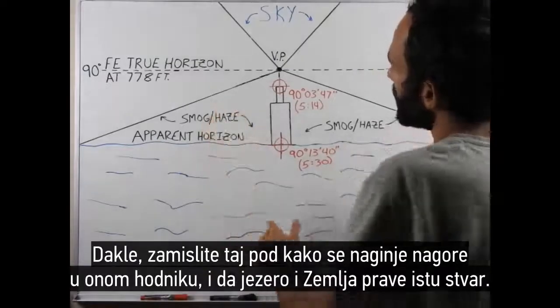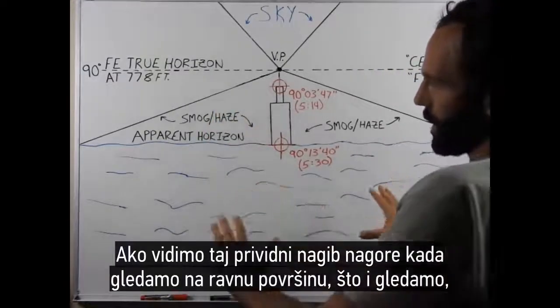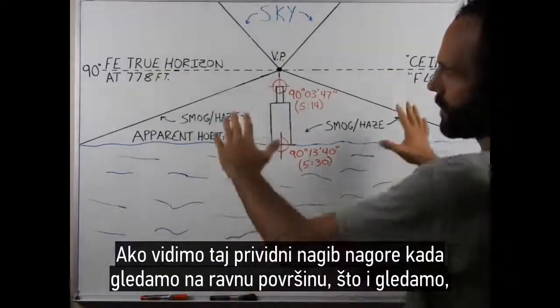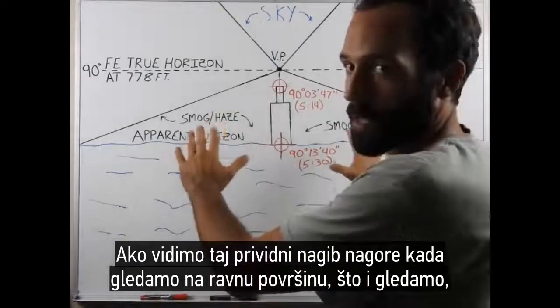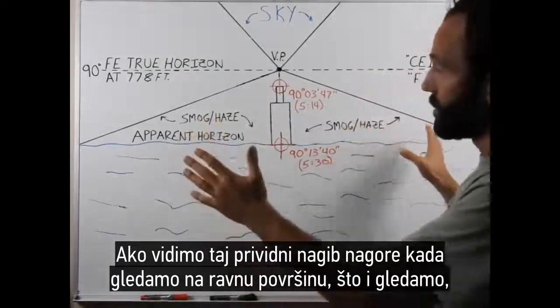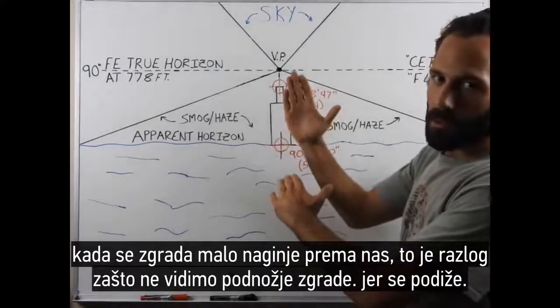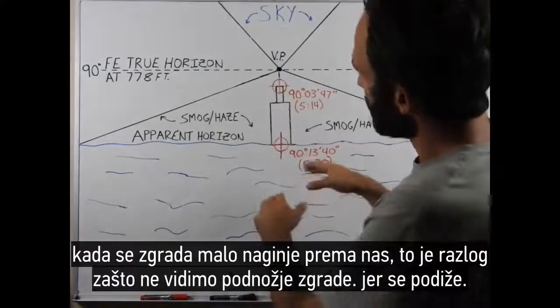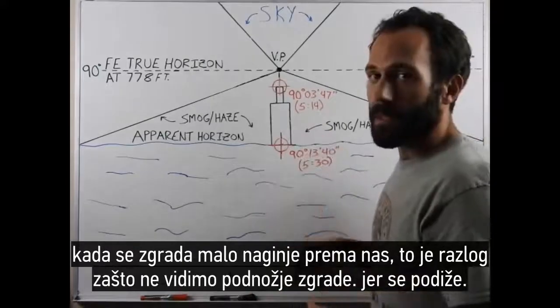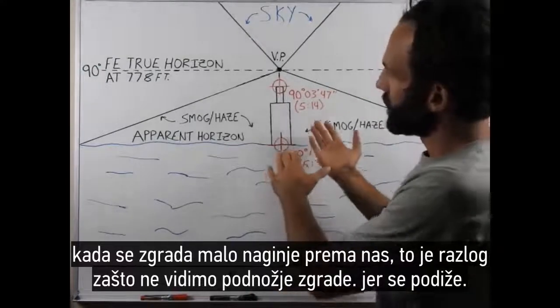Okay? So imagine that floor sloping up in the hallway, and that this lake and the Earth is doing the same thing. If we get that apparent slope up when we look at a level surface, like we definitely do, then would we get the building kind of sloping towards us? And would that be the reason that we don't see the base of it? Because it's kind of bunched up.